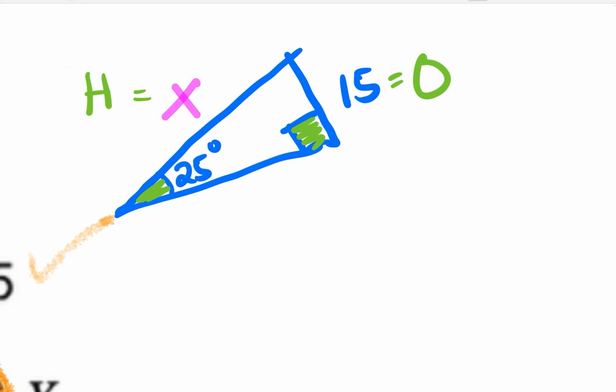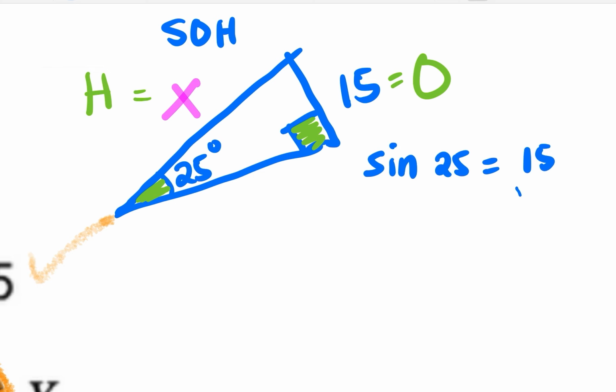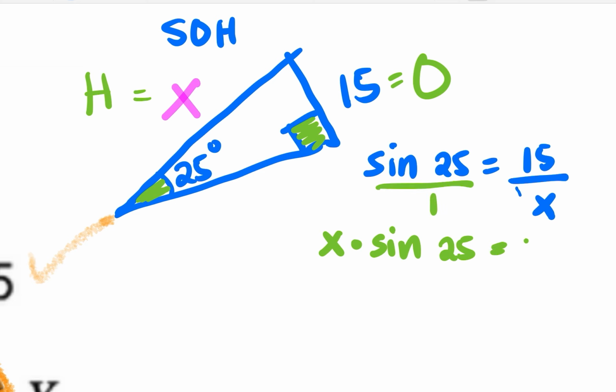And so therefore, in this case, we will be using sine. So we'll write sine 25 equals, we have 15, which is the opposite, over x, which is the unknown hypotenuse. And so we are going to cross multiply. So we will have x times sine 25 equals 1 times 15, which is 15.